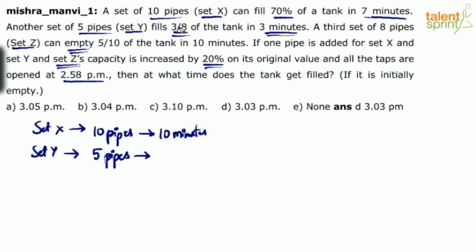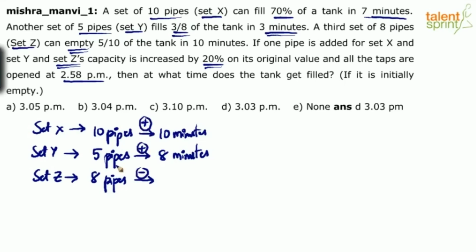Or you do cross multiplication. 3 by 8 of the work can be done in 3 minutes. So 1 unit of the work will be done in how many minutes? When you cross multiply, you will get 8 minutes. So I can say that set Y can actually do the work in 8 minutes. Alright. Then third set of 8 pipes, which is set Z. It has got 8 pipes, right? Now this can empty. Right, it is doing a negative work. Remember, it is doing negative work. This is a positive work. This is a positive work. This is a negative work.